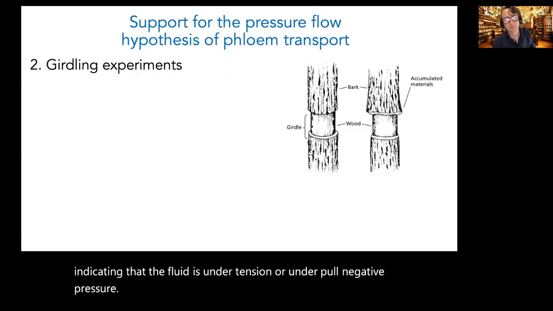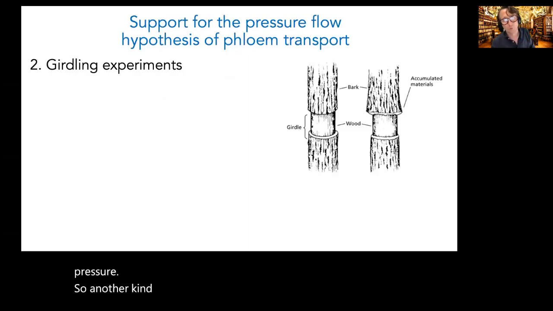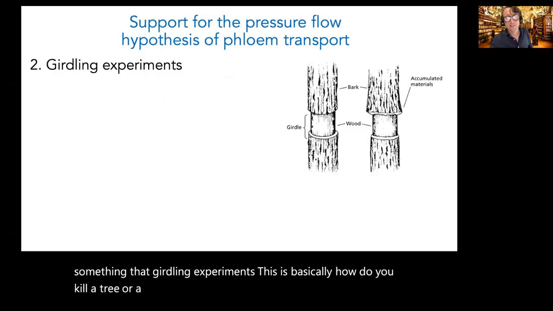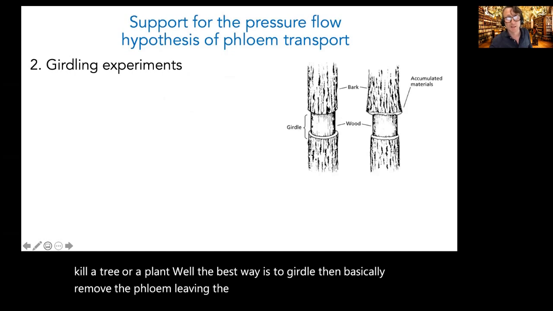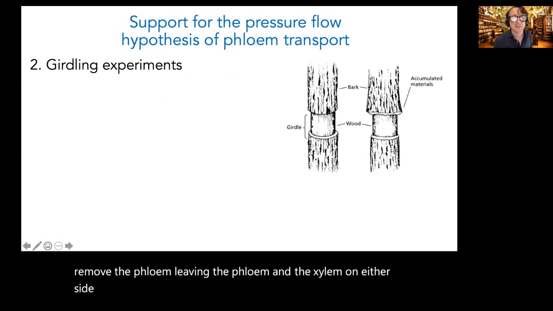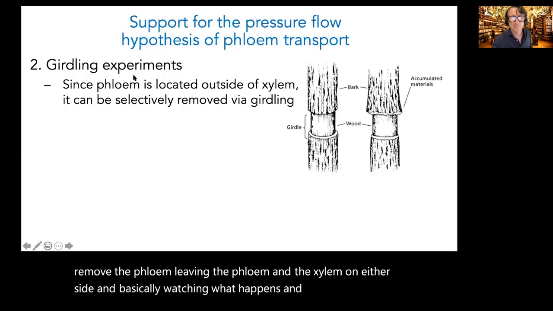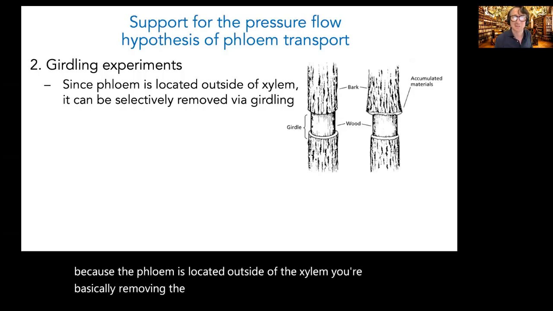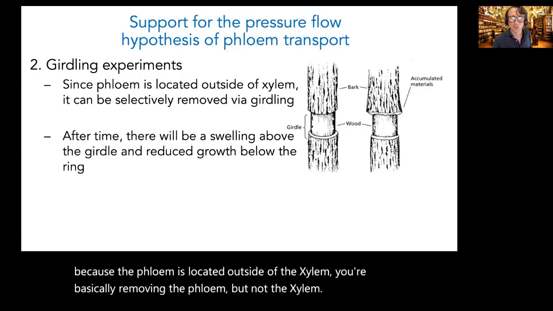Okay. So another classic support for phloem transport is something known as a girdling experiment. This is basically, how do you kill a tree or a plant? Well, the best way is to girdle, which means removing the phloem, leaving the xylem on either side, and watching what happens. If you do that, because the phloem is located outside of the xylem, you're removing the phloem but not the xylem. And this is called a girdling experiment.